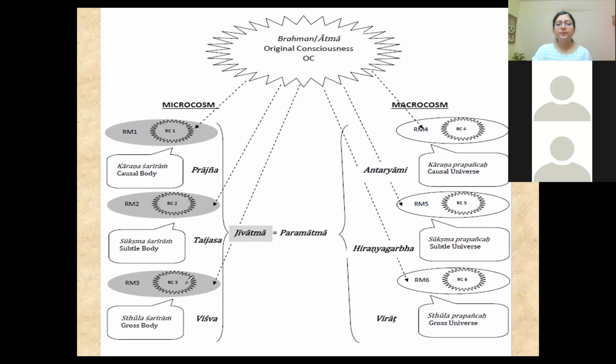And what is RC itself? What is the reflection equal to? Reflection is equal to the mirror plus the original. So RC1 is equal to RM1 plus OC1. Like this for all of them. RC1 is equal to RM1 plus OC. You have to remember this equation because this is the understanding.